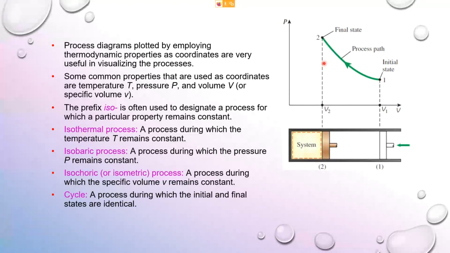That means the system is undergoing a compression process. So the arrow is very important. If the arrow shows the direction from point 1 to point 2, it means a decrease in volume, which is a compression process. But if your arrow goes from 2 to 1, that means an increase in volume, and the process becomes an expansion process. So it is very important for you to put in the arrow, to show whether it's an expansion or a compression process, a heating or a cooling process.